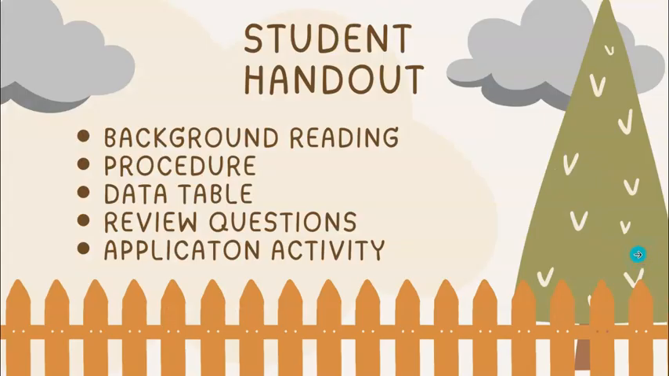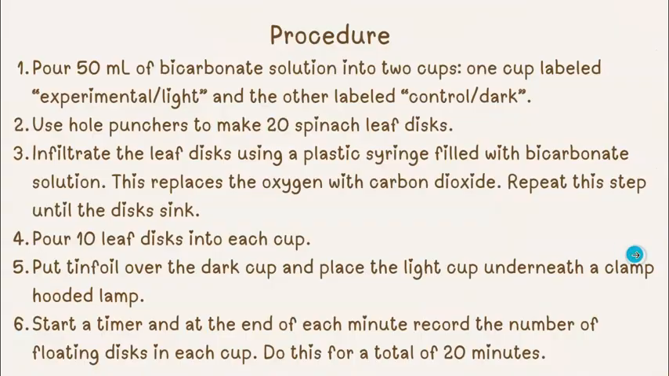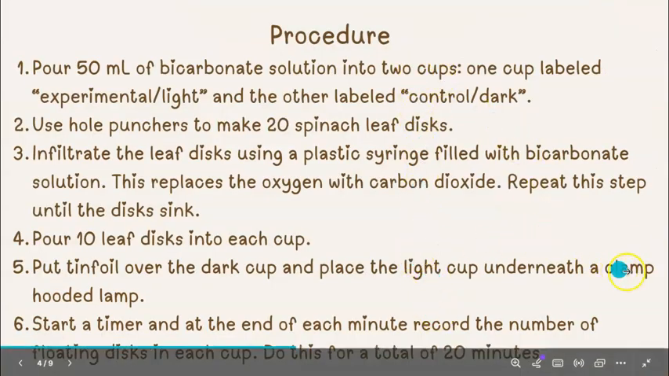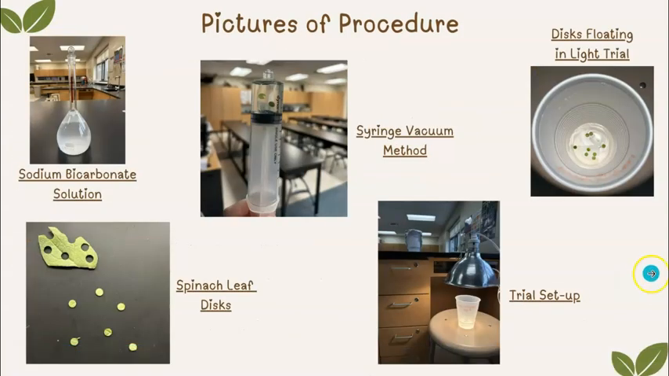So students get a handout. It includes a background reading, a procedure section, a data table, review questions, and then finally the application activity, which is geared towards the technology and engineering piece of the entire STEM lesson. The handout will be attached to this discussion post, so you can look at that. I'm not going to walk all the way through this procedure. I'm going to go to my next slide here, and this kind of walks you through the different steps.